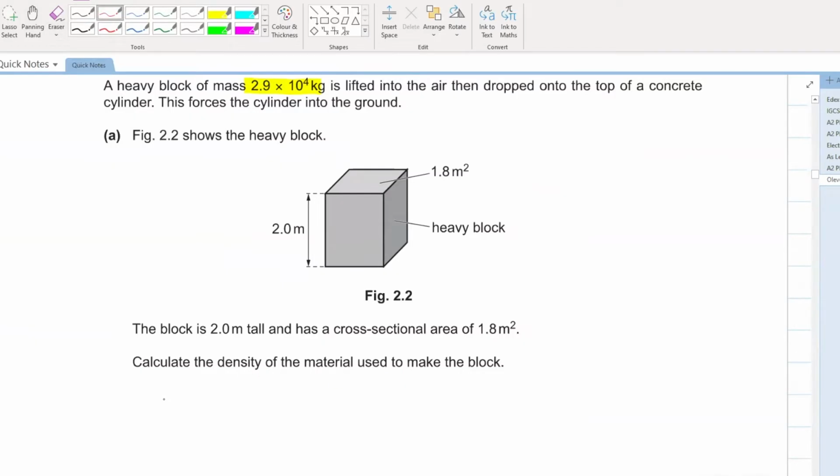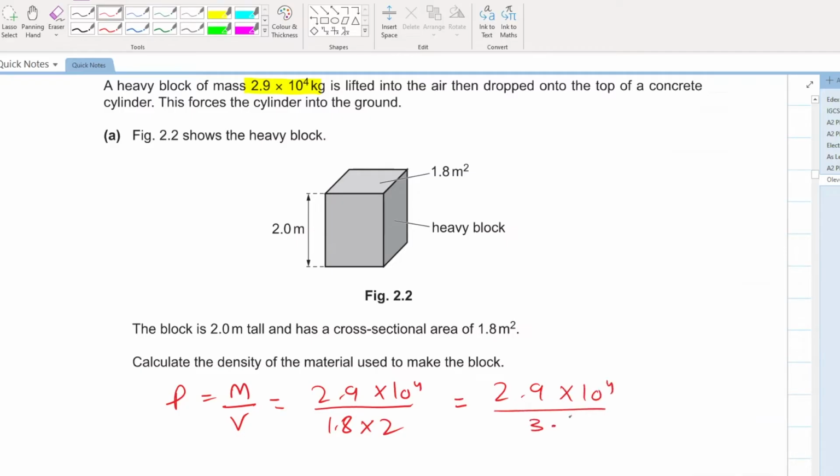What is the formula of density? Density is equal to mass over volume. What is the mass? 2.9 into 10 raised to the power of 4. What is the volume? Area into the height. What does your density come out to be? 2.9 into 10 raised to the power of 4 divided by 3.6.